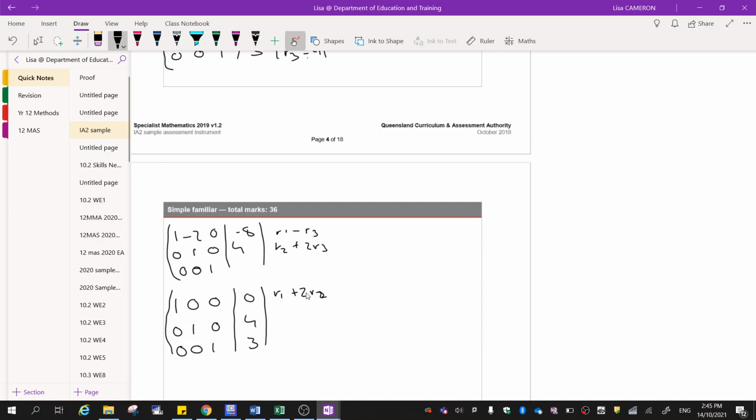And that means these values here are going to be your new coordinates of that point that intersects. So it's going to intersect at 0x, 4y, and 3z. So that's the answer for that one.